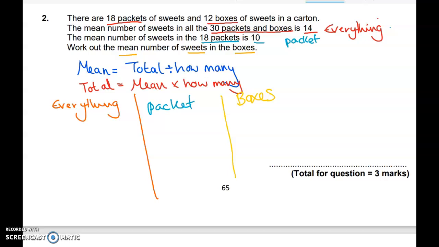So what do we know about everything? That's in this second line here. It says there are 30 packets and boxes, and the mean is 14. So I can use my total formula, which is the mean times how many. So the mean is 14 times how many, which is 30. If I multiply those together, what do I get? Have a go. Grid method, whatever method you like, pause it and have a go.